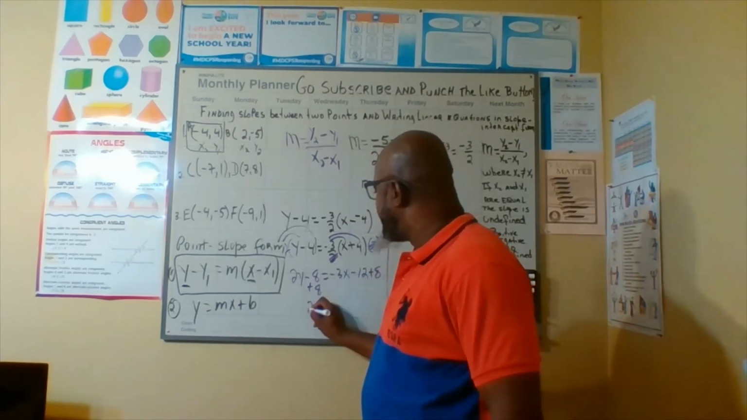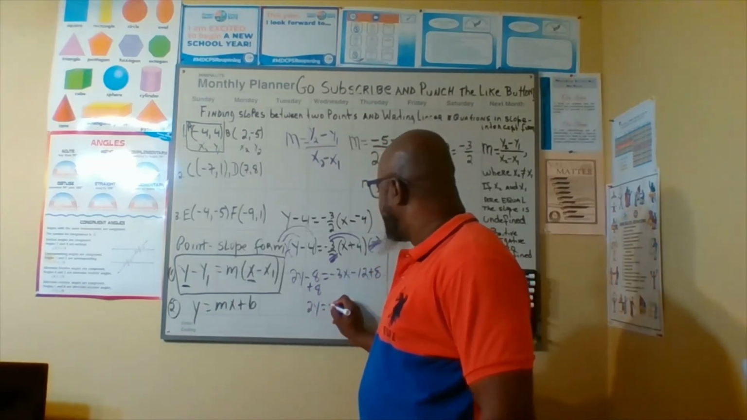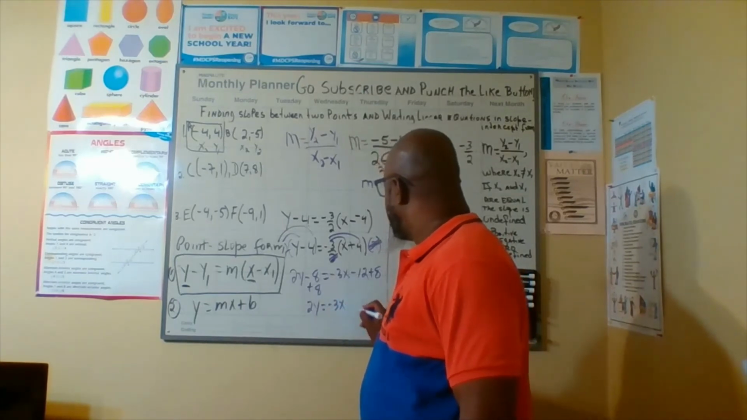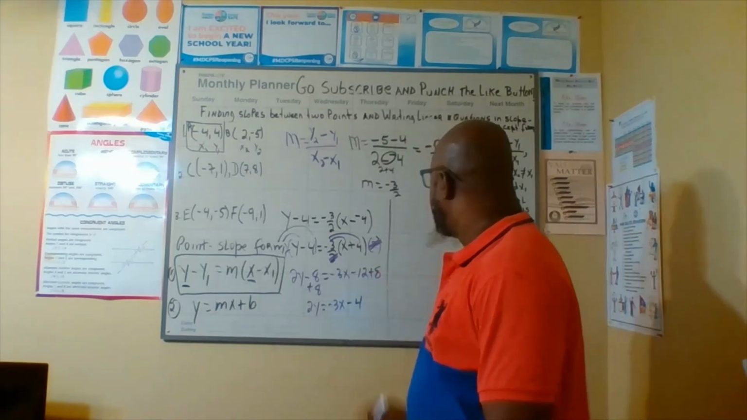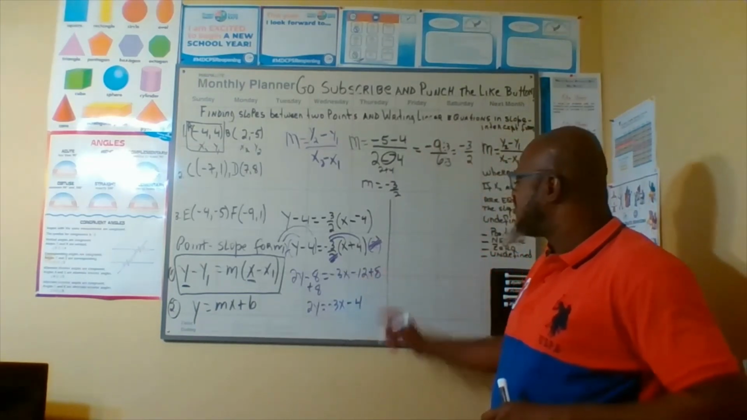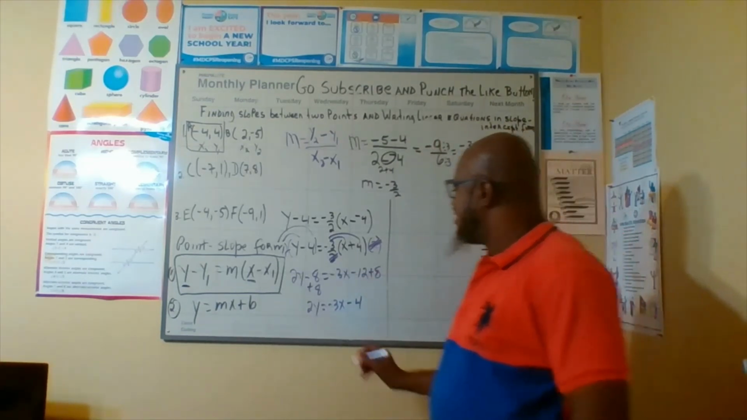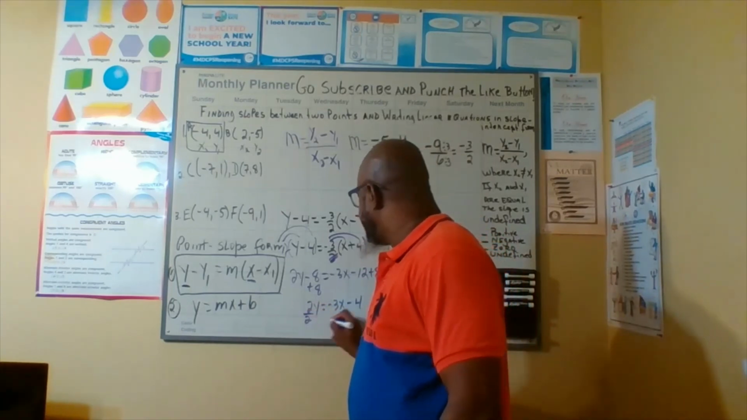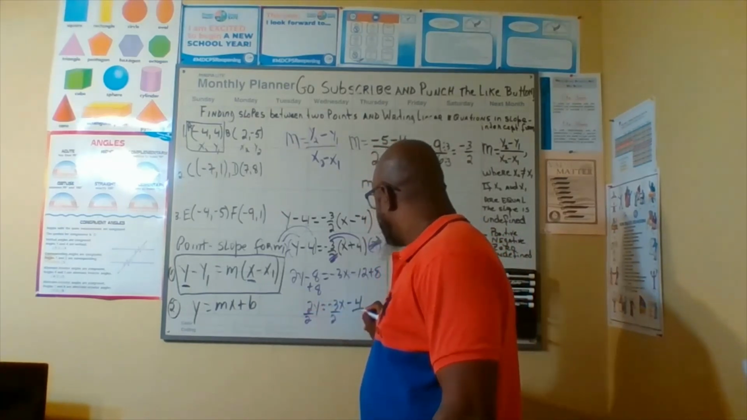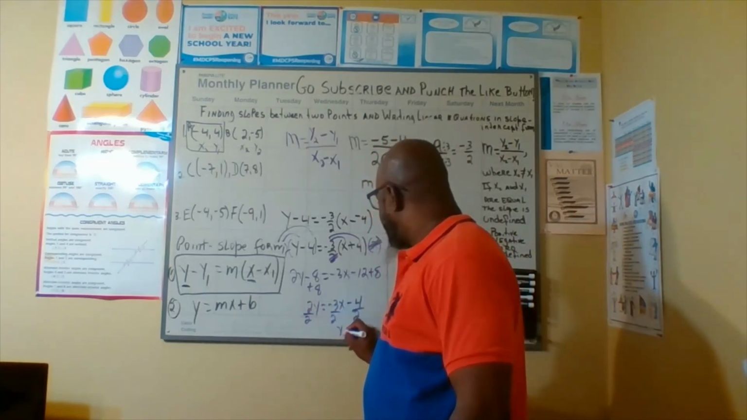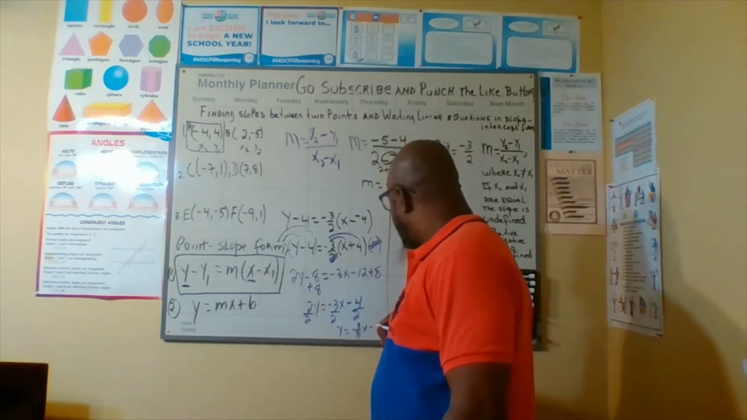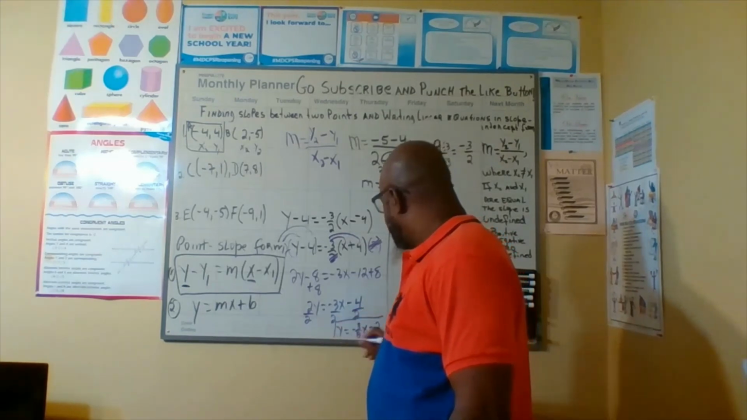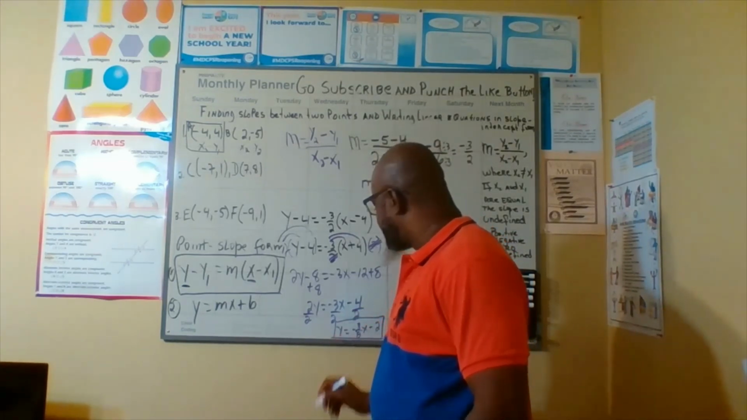Then you will have 2y is equal to negative 3x, that will give you minus 4, negative 8. Negative 12 plus 8 is negative 4. And in this case, you divide both sides by 2. And you will end up with y equal negative 3/2 x minus 2. This is your equation when you replace the slope.